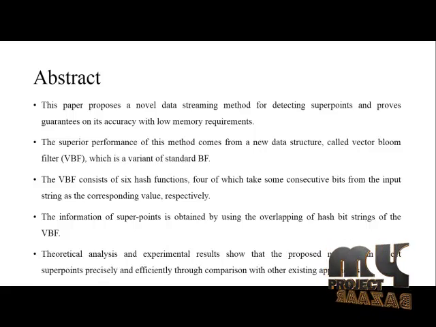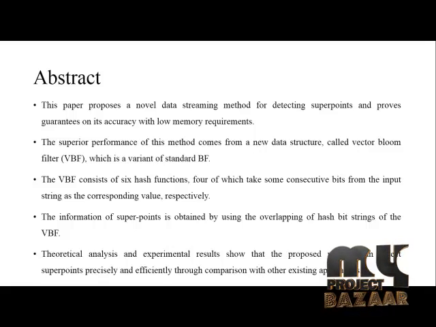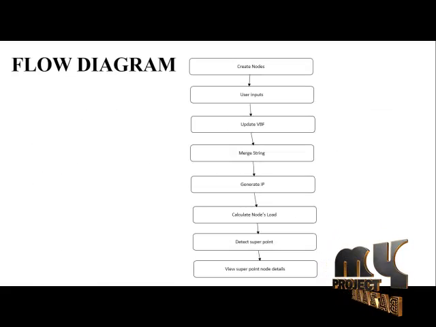The vector bloom filtering consists of 6 hash functions, 4 of which take some consecutive bits from the input string as the corresponding value respectively. The information of superpoints is obtained by using the overlapping of hash bits string of the VBF, the virtual vector bloom filtering. Theoretical analysis and experimental results show that the proposed method can detect superpoints precisely and efficiently through comparison with other existing approaches. And this is our project flow diagram.